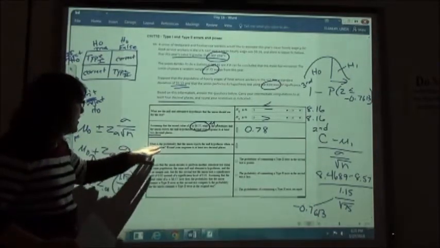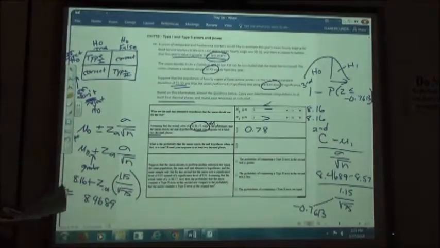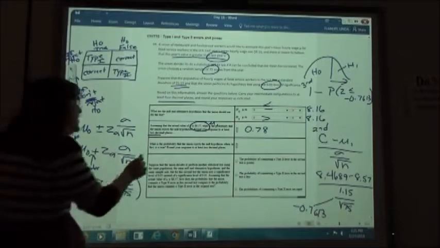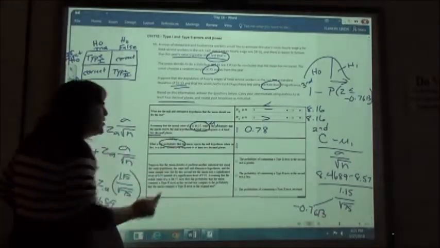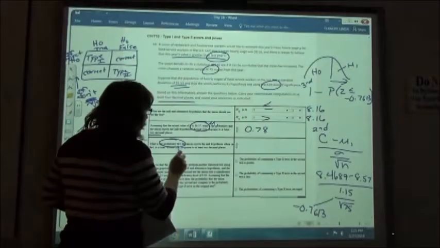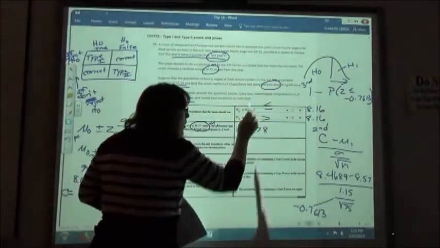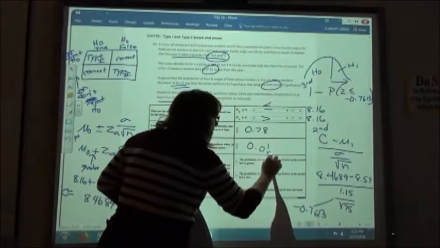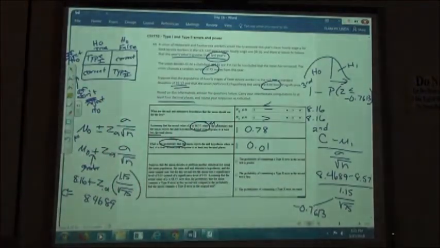So, what is the probability that the union rejects the null when in fact it is true? If it asks for what is the probability that it's going to reject the null when it's true, I'm looking at the significance level. So this number and this number should match. Okay?